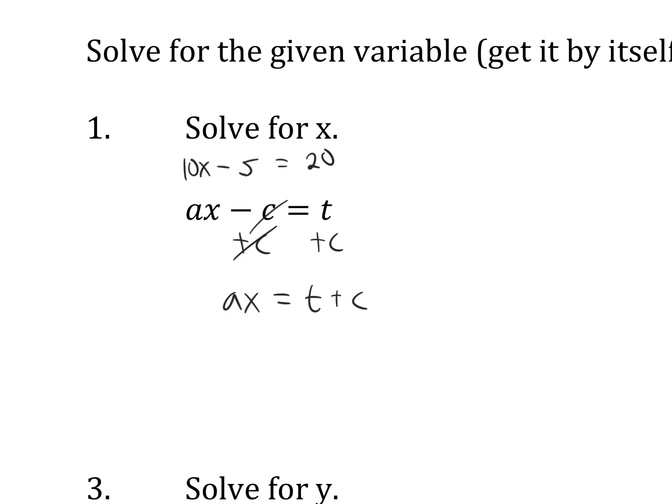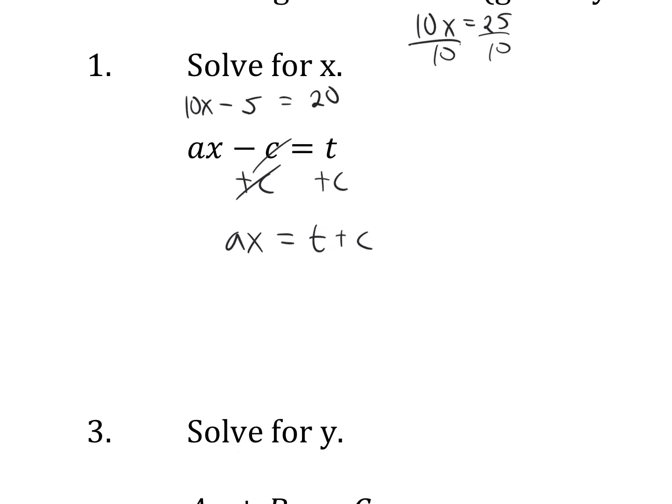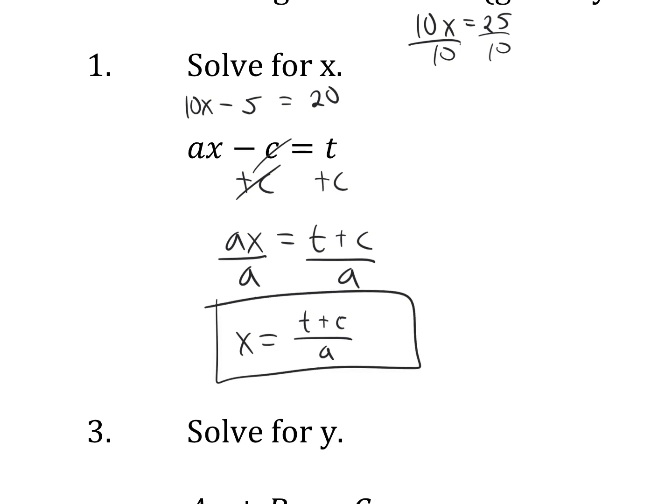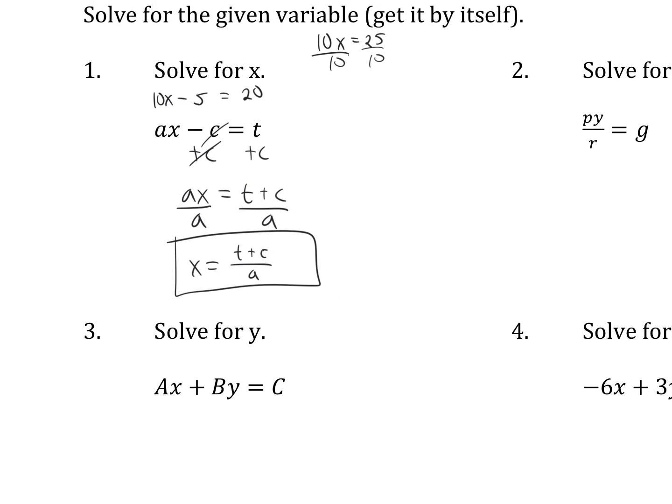All right. So now it's like if we had 10x equals 25, right? Well, that's kind of a bad number, but anyways, what would you do next? Well, you divide by 10, right? So same thing here. We have a times x. We want to get x by itself. We're going to divide by what? Divide by a. So we get x equals (t plus c) over a. And it's okay that it doesn't come down to a single number. It's just a formula, right? And there's our answer.